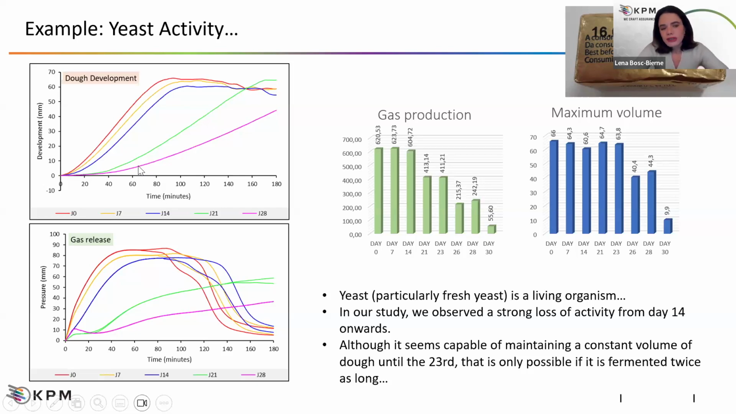And after 14 days, yes, obviously we can see that the yeast is clearly dying and development is getting slower and slower and slower. So here, it seems possible to maintain a constant volume of dough until the 14th day, but that is only possible if it is fermented almost twice as long.